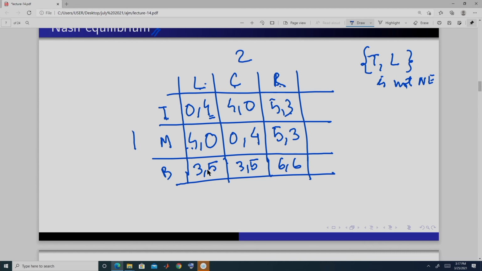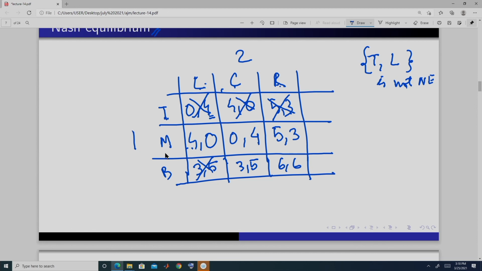Now, if you look at this, if player 2 plays L, player 1 chooses M. So we can also remove this. This is not a Nash equilibrium. This outcome is also not a Nash equilibrium. This is not a Nash equilibrium. This is not a Nash equilibrium, right.